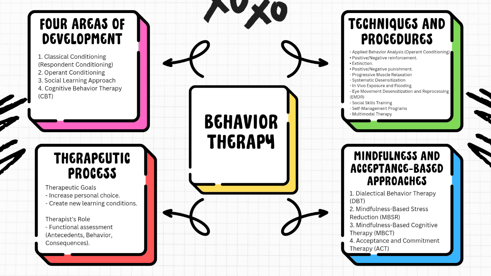Then we proceed to mindfulness and acceptance. Modern behavior therapy includes mindfulness-based approaches such as dialectical behavior therapy, which was initially used for treating borderline personality disorder. Now it is widely used for emotional regulation. Then we have mindfulness-based stress reduction. It is reducing distress by accepting the present moment.